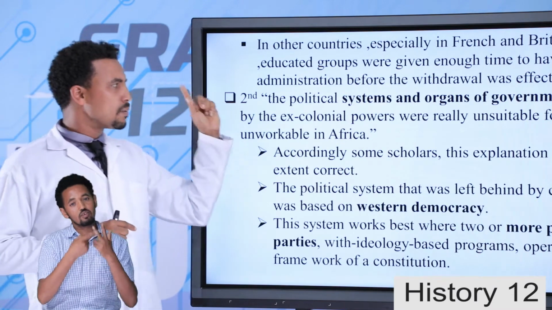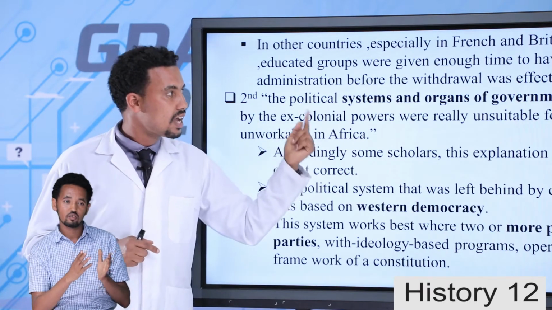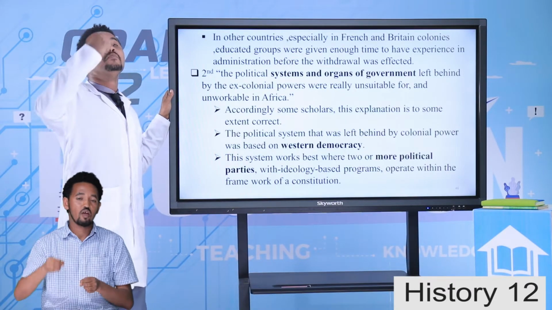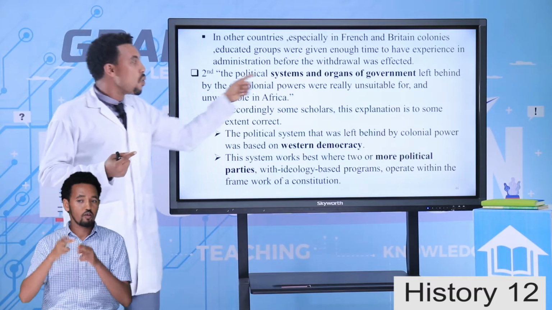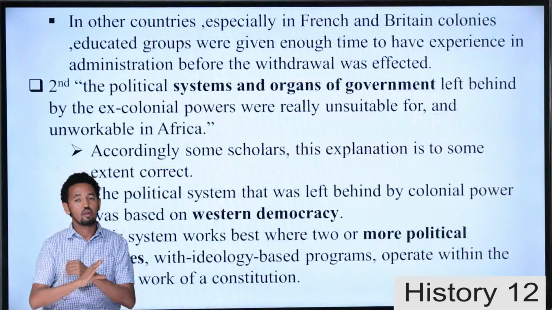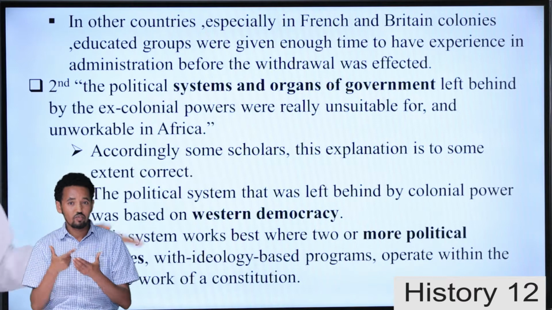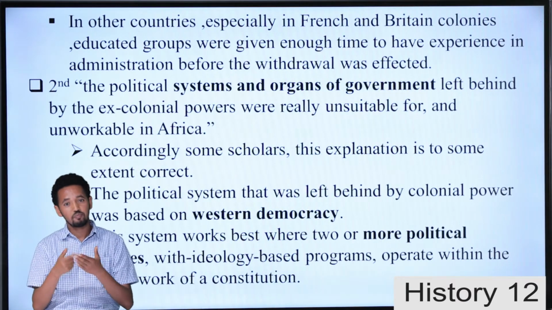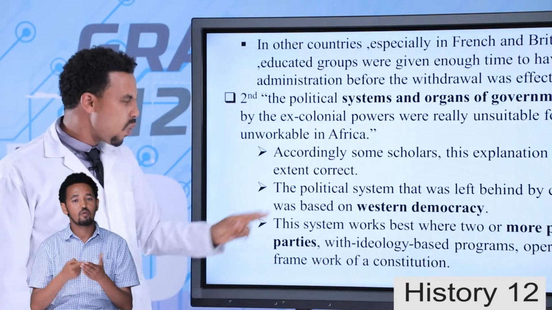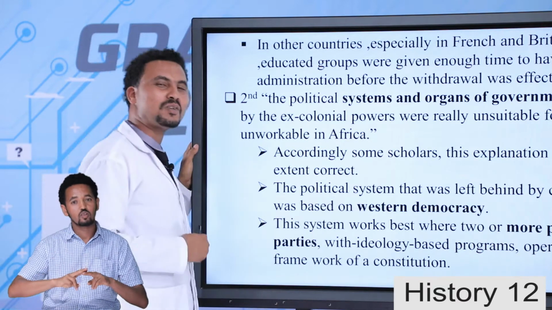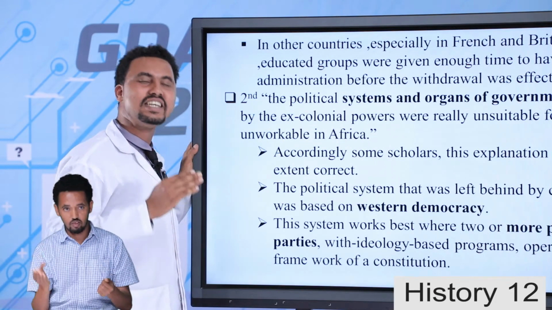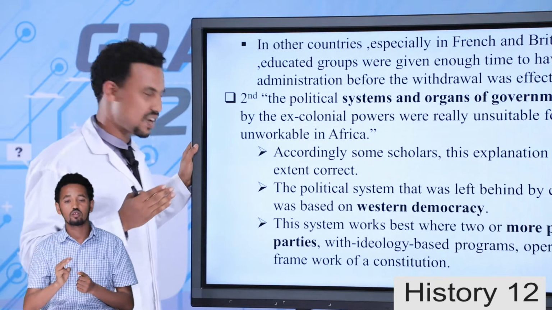Second explanation: the political system and organs of government left behind by the ex-colonial powers were really unstable and unworkable in Africa. Mind you, students, the organs of government left behind. According to some scholars, this explanation is to some extent correct, because the political system left behind by colonial powers was based on Western democracy. The European powers, or the colonizers, implemented Western democracy in Africa.